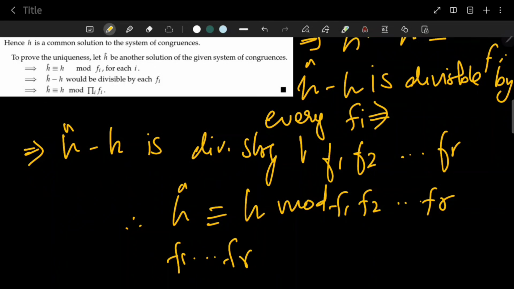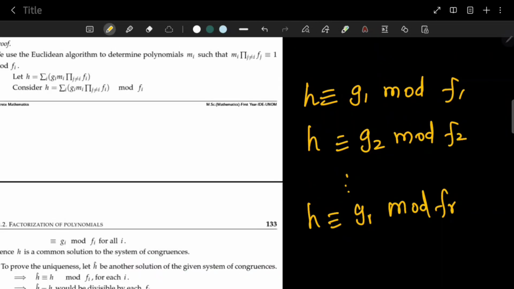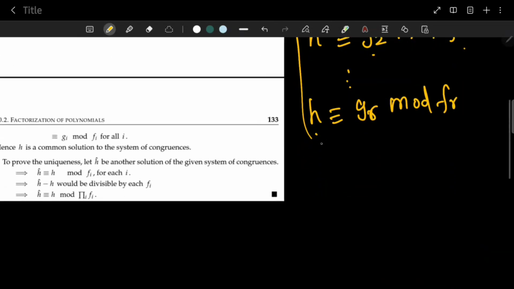So the final conclusion is: this system h congruent to g1 mod f1, h congruent to g2 mod f2 and so on, h congruent to gr mod fr has a unique solution modulo f1, f2 and so on up to fr.